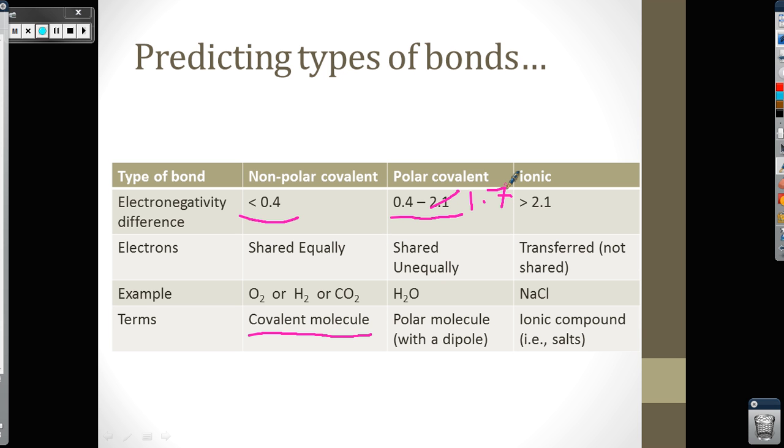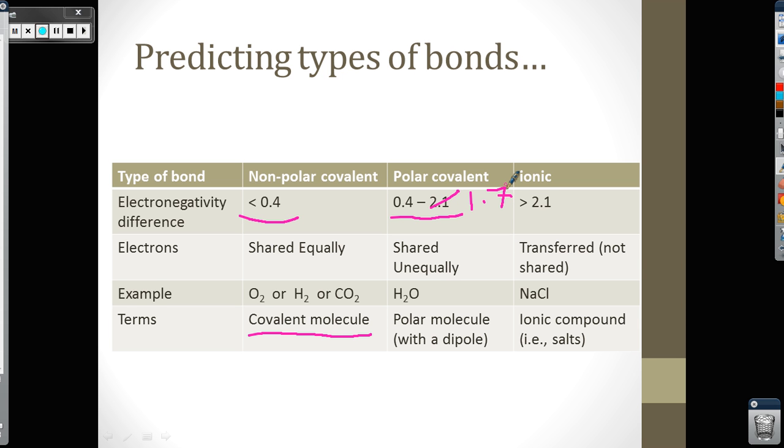So if the electronegativity difference between the two atoms is between 0.4 and 1.7, we're going to have a polar covalent molecule. Remember, covalent means that they share electrons, but polar means that they're going to share them unequally. It means that one of the atoms is going to be able to keep those electrons for more of the time than the other one.